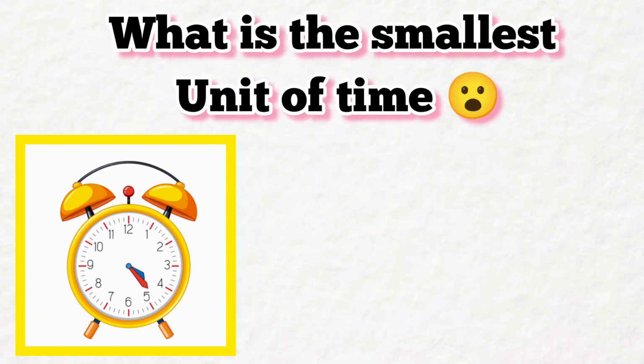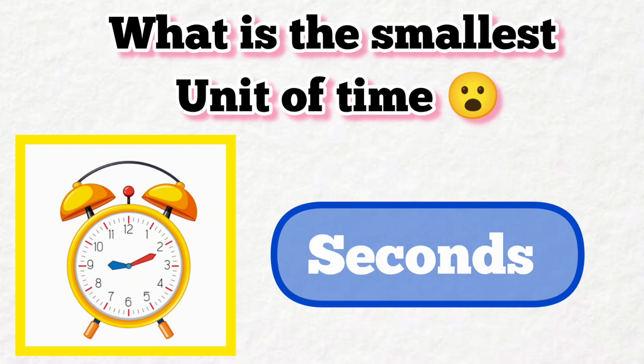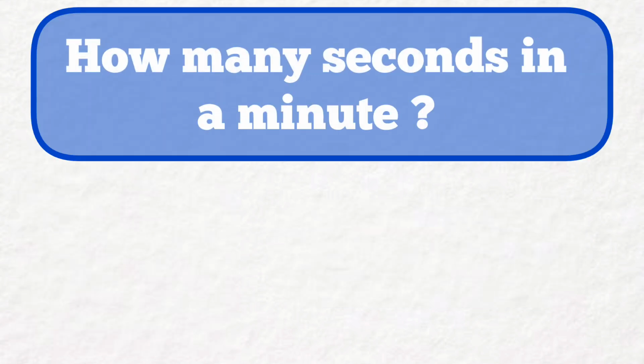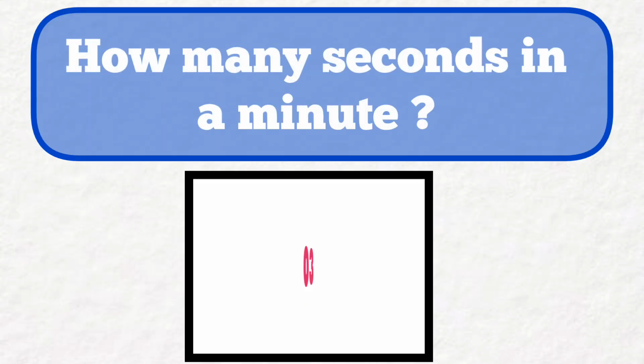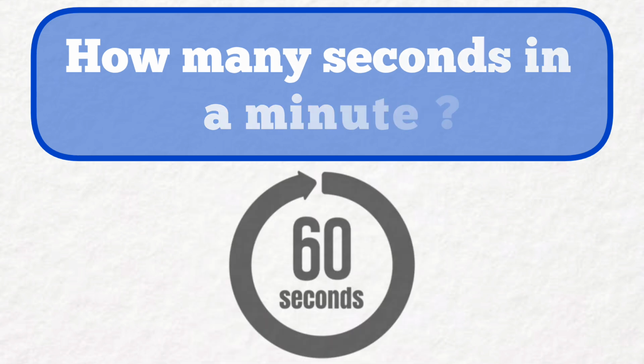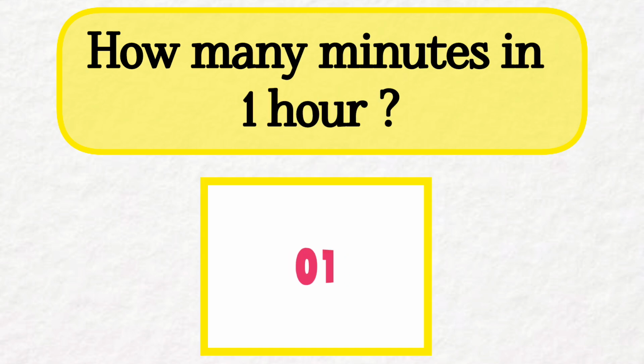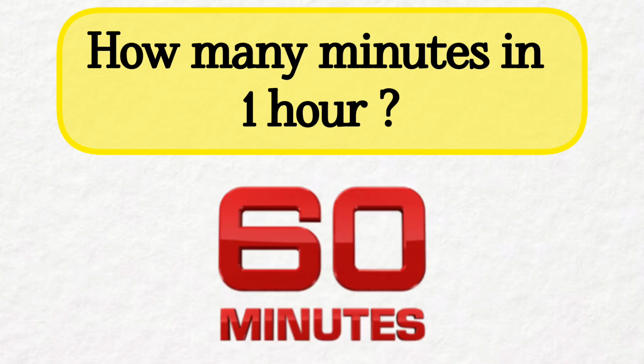What is the smallest unit of time? Yes, seconds. How many seconds in a minute? 3, 2, 1. Yes, 60 seconds. How many minutes in 1 hour? 3, 2, 1. 60 minutes.